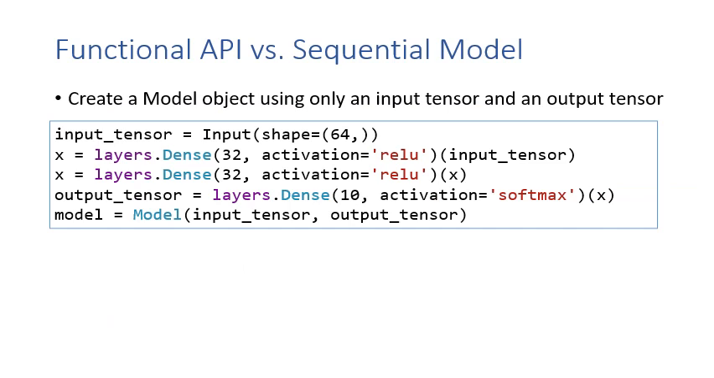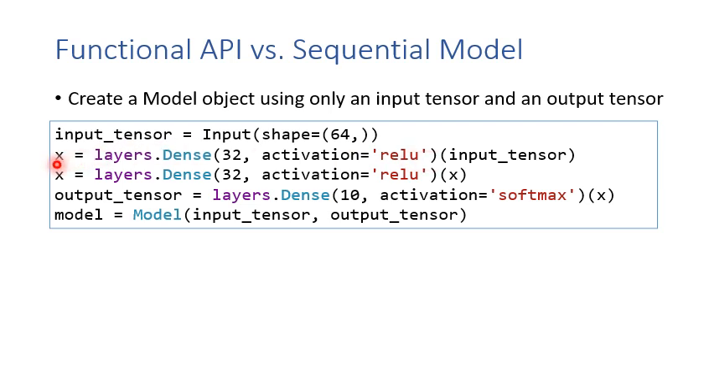Here is an example of using functional API to create a sequential model. So we first create the input tensor with dimension 64, and then we add two dense layers. But now we use the dense layer as a function, so we just use the layers.dense and define the output dimension and activation function. Remember, this is a function, so we pass the input tensor inside. More specifically, it's a function pointer, so we use it as a function.